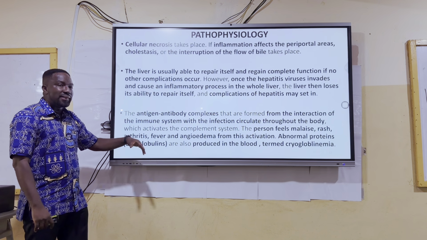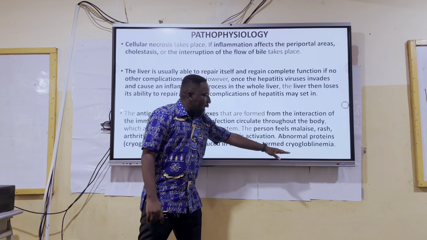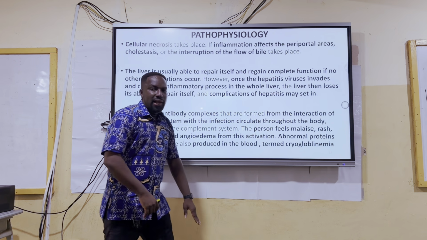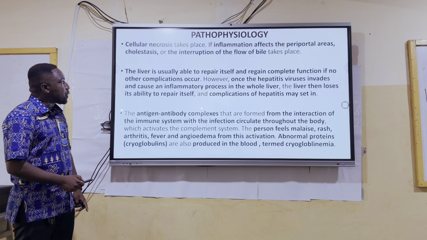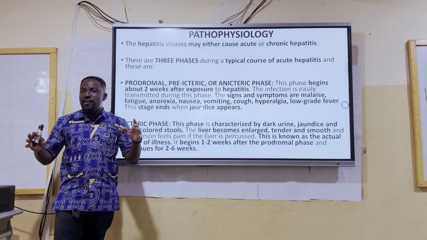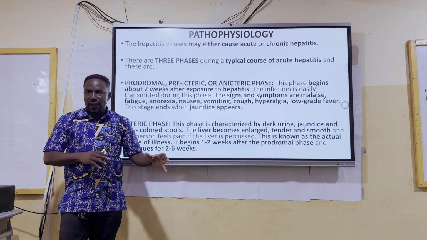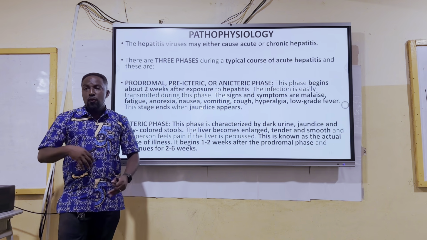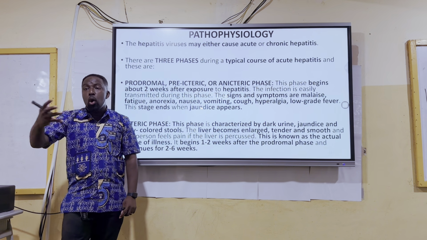And when the cryoglobulins accumulate in the blood, it results in what we call cryoglobulinemia. And all of this complicates the inflammatory process of the liver. So in hepatitis, there are two main stages of hepatitis. We have what we call acute hepatitis and then what? Chronic hepatitis. For chronic hepatitis, it means that the individual has lived with the condition for more than what?